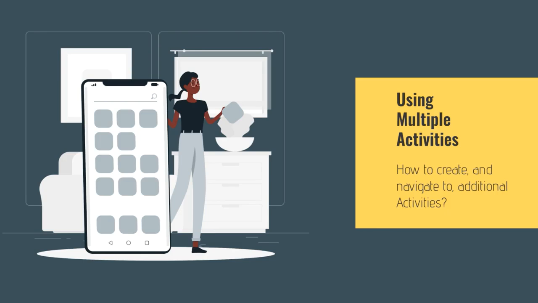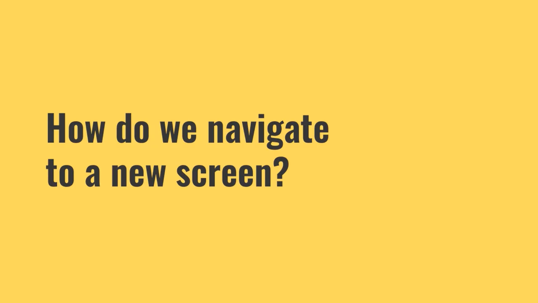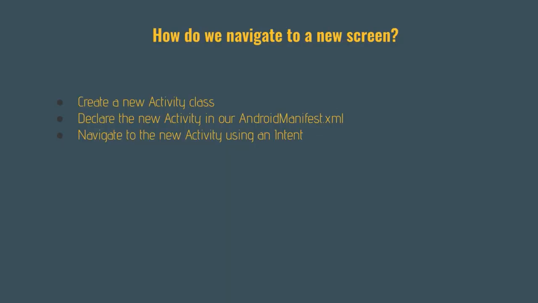So our first topic this week is using multiple activities, and specifically how to create and navigate to additional activities within our application. So how do we navigate to a new screen? Well, there's a few ways we can go about it. But to start, we're going to be using a new activity to navigate to a new screen.